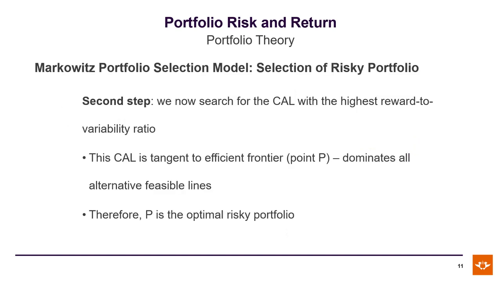So in the second step, we are now going to search for the capital allocation line with the highest reward to variability ratio. And what this means is that you're going to look for the capital allocation line that is tangent to the efficient frontier, that dominates all alternative feasible lines. And the portfolio that connects with the capital allocation line at that tangent point is your optimal risky portfolio.